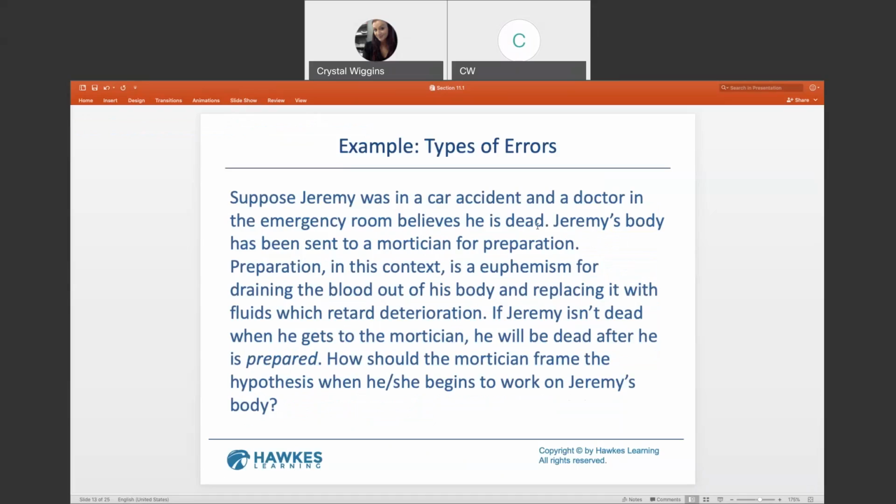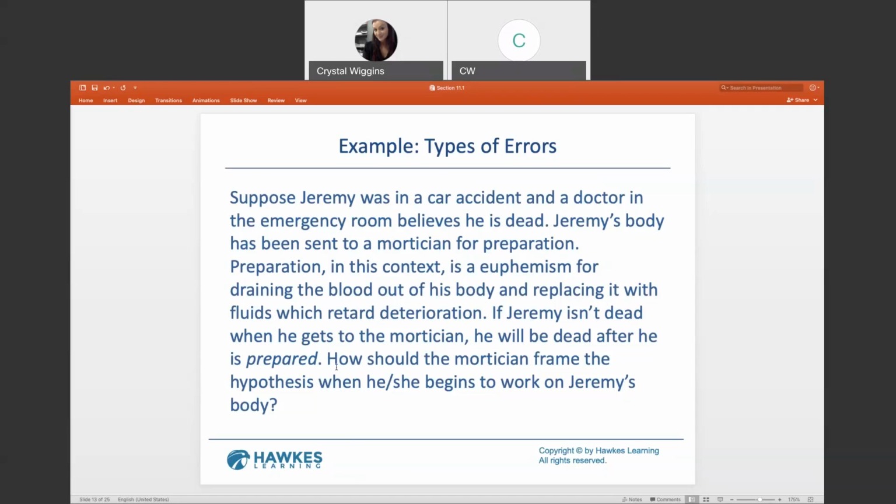So an example of these errors, suppose Jeremy was in a car accident and a doctor in the emergency room believes he's dead. Jeremy's body has been sent to the mortician for preparation. Preparation in this context is a euphemism for draining the blood out of his body and replacing it with fluids which retard deterioration, which means slowing it down. If Jeremy isn't dead when he gets to the mortician, he will be dead after he's prepared because he will not have blood in his body anymore.